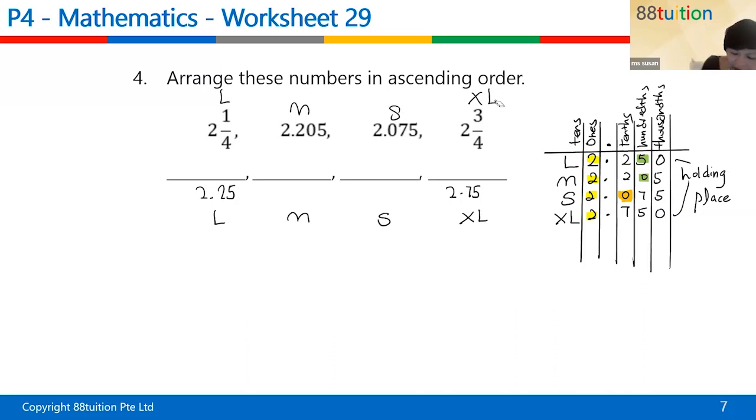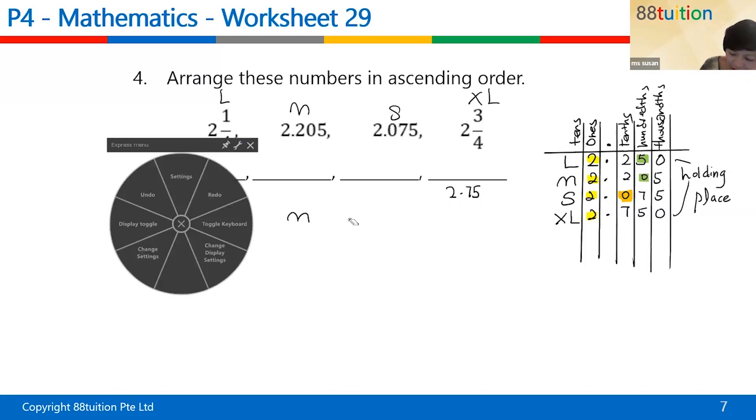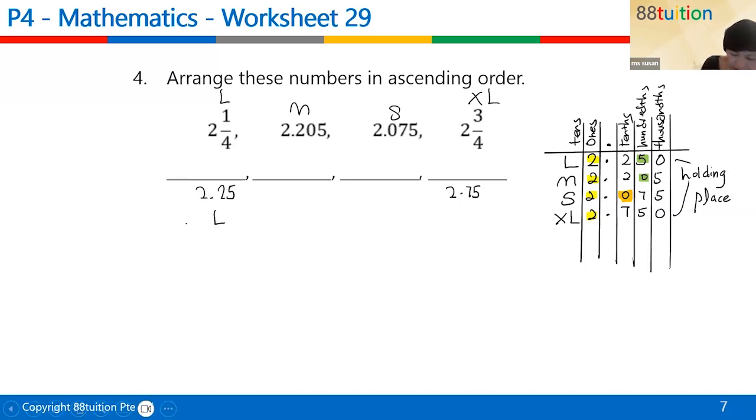Better. Okay? So having done here, what can I do? I can rearrange the smallest one first. So smallest one will be here, S size. Write the original, followed by M size, followed by L size, and followed by XL size.